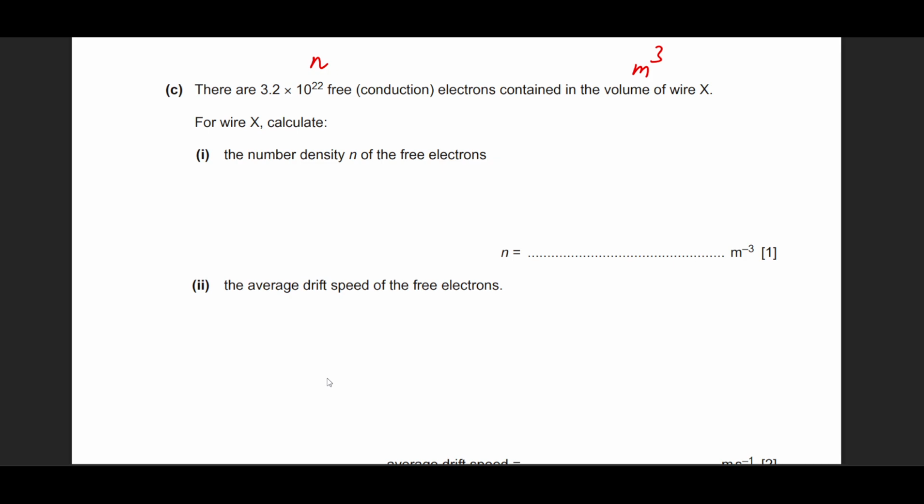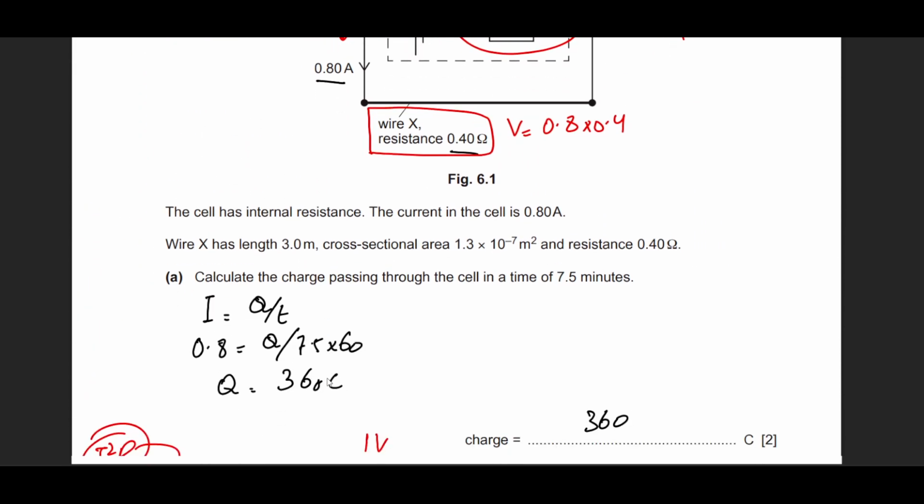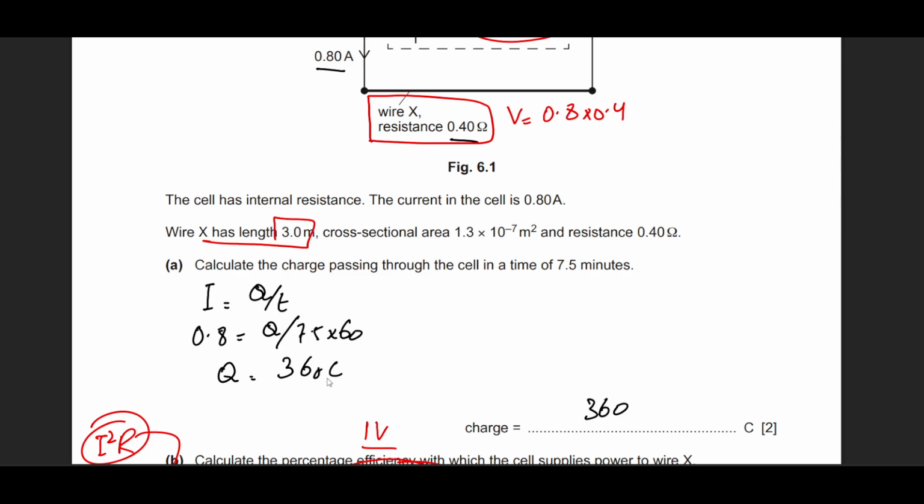The number density N of the free electrons. You see, to find out the volume, we need to first find out the volume of the wire. We go back and we see whether we have such data or not. Yes, we do have. So the length is 3 meters. The cross-section area is also given to us.